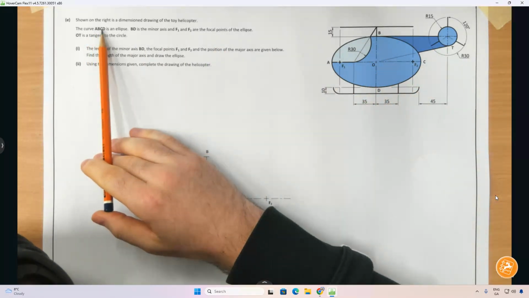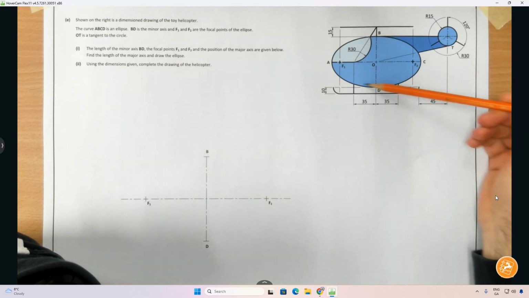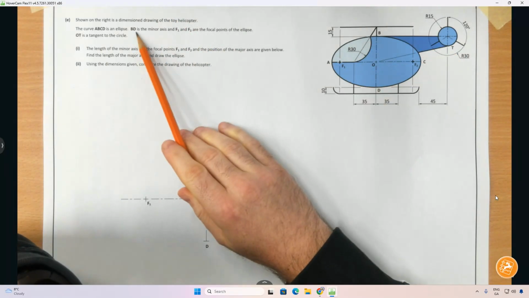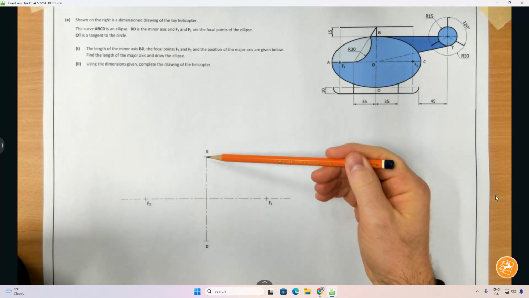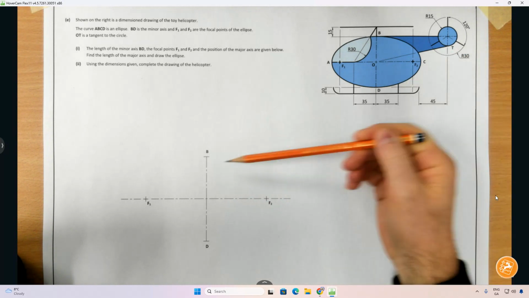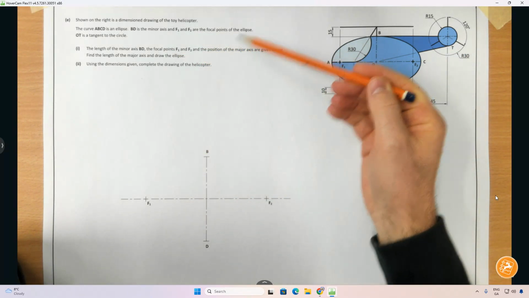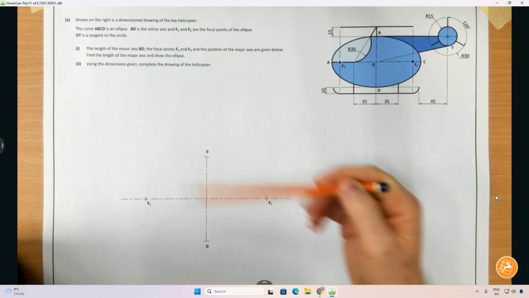The curve ABCD is an ellipse, so if we look at it, A to B to C to D, that is our ellipse there. BD is the minor axis, so you can see down here they give us the minor axis from B to D. They give us that distance there so we can draw in our minor circle. And F1 and F2 are the focal points of the ellipse.